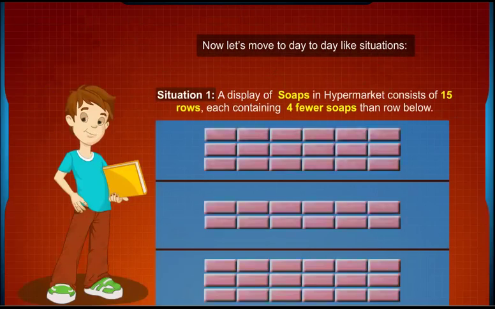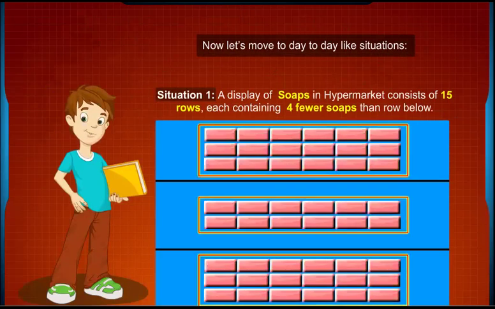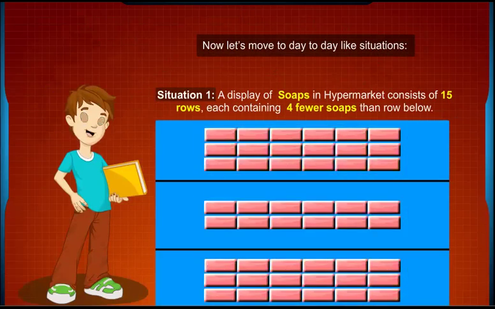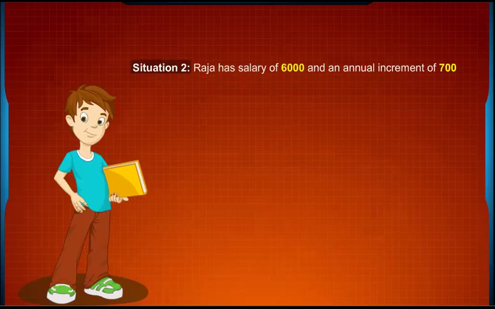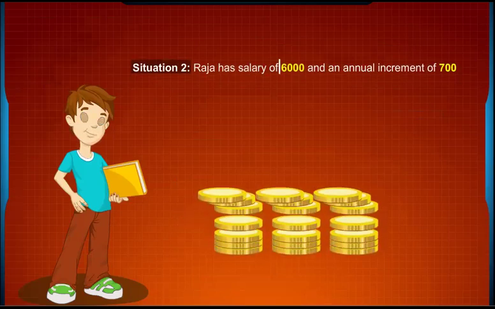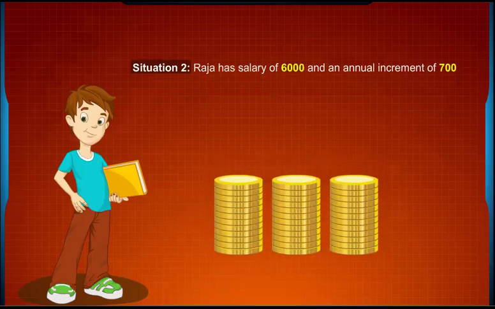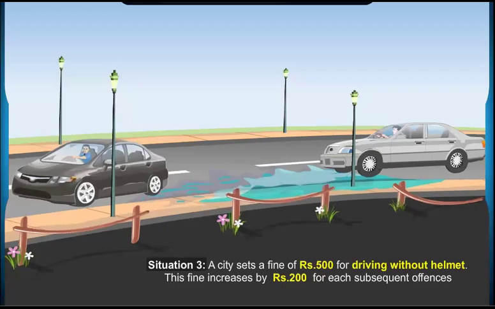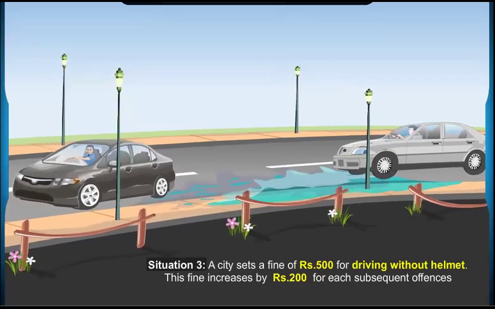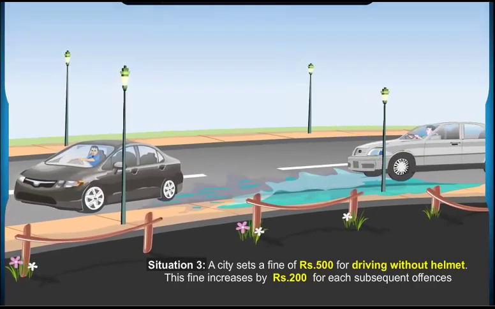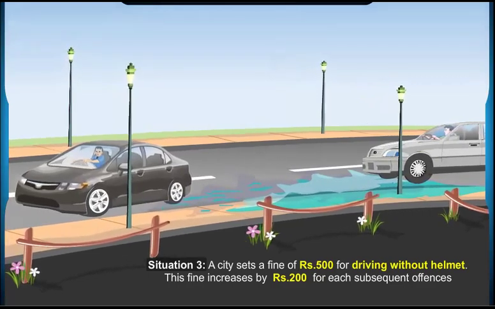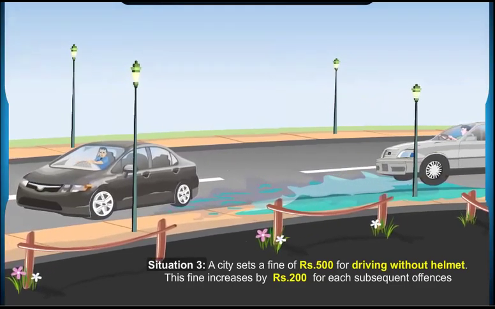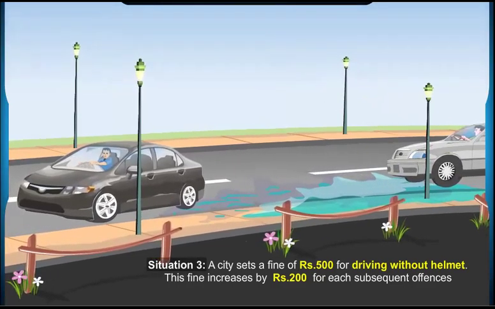Situation 1. The display of soaps in a hypermarket consists of 15 rows, each containing 4 fewer soaps than the row below. Situation 2. Raja has a salary of rupees 6,000 and an annual increment of rupees 700. Situation 3. The city sets a fine of rupees 500 for driving without a helmet. This fine increases by rupees 200 for each subsequent offence.